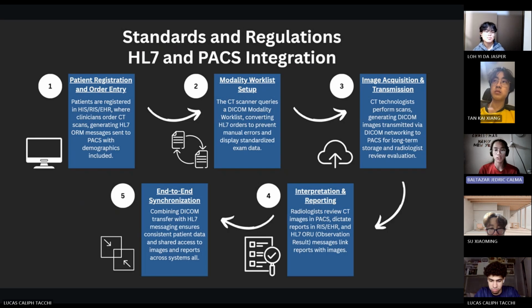After image acquisition, CT images are transmitted to PACS using DICOM. Radiologists review the images in PACS and generate reports, which are sent back to the EHR via HL7 ORU messages. Together, HL7 and DICOM ensure accurate linking of patient data, images, and reports.